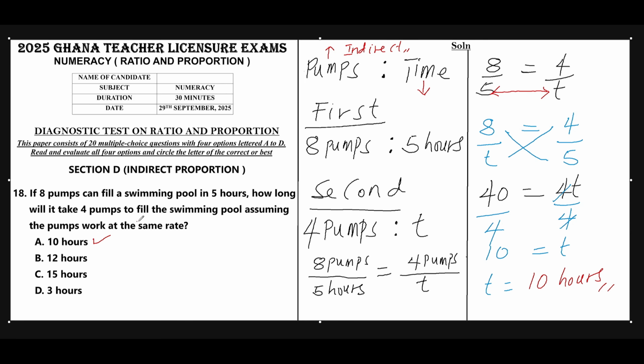So let's analyze and see whether it makes sense. We'll see that for 8 pumps, it took 5 hours. But then when the number of pumps was reduced, we see that the time has increased to 10 hours. So it makes sense.